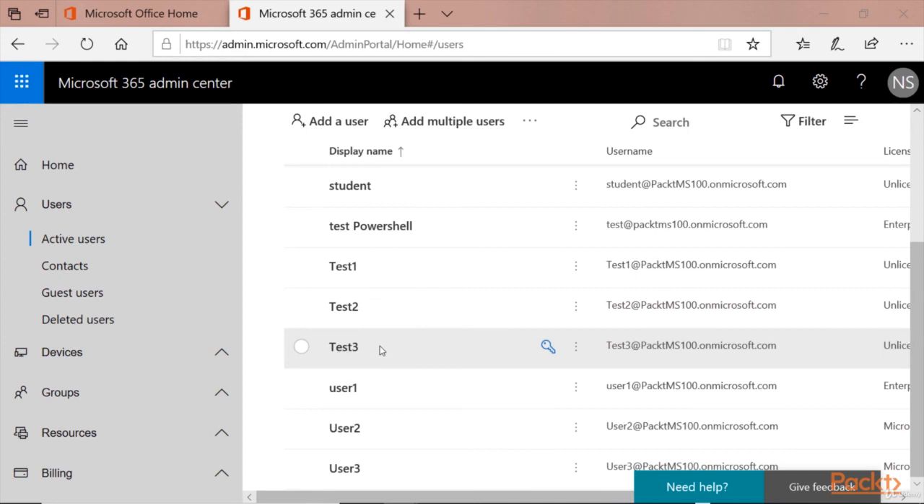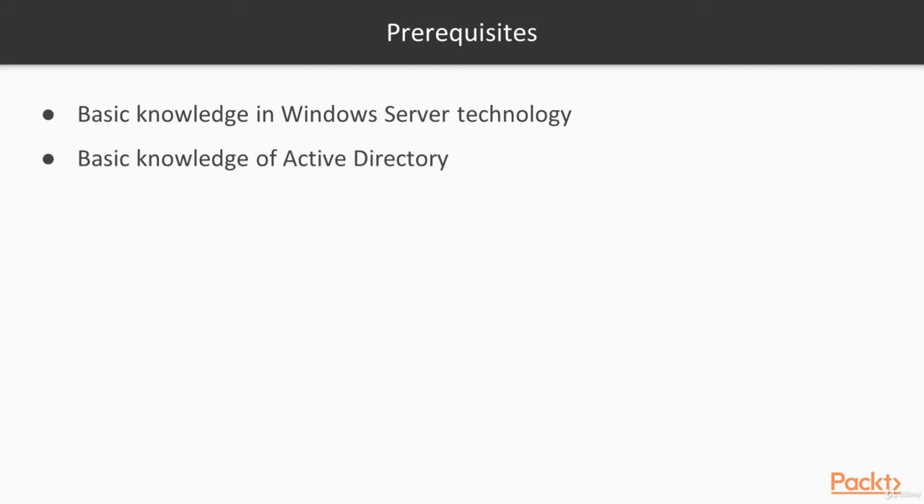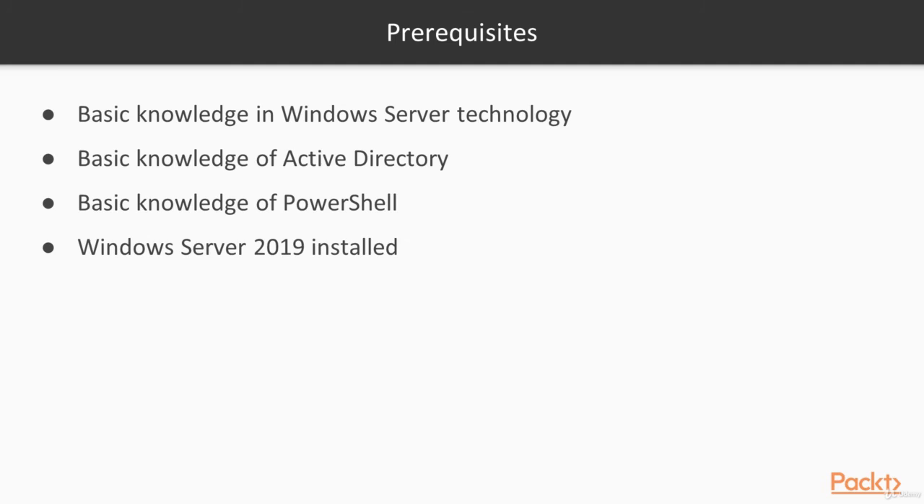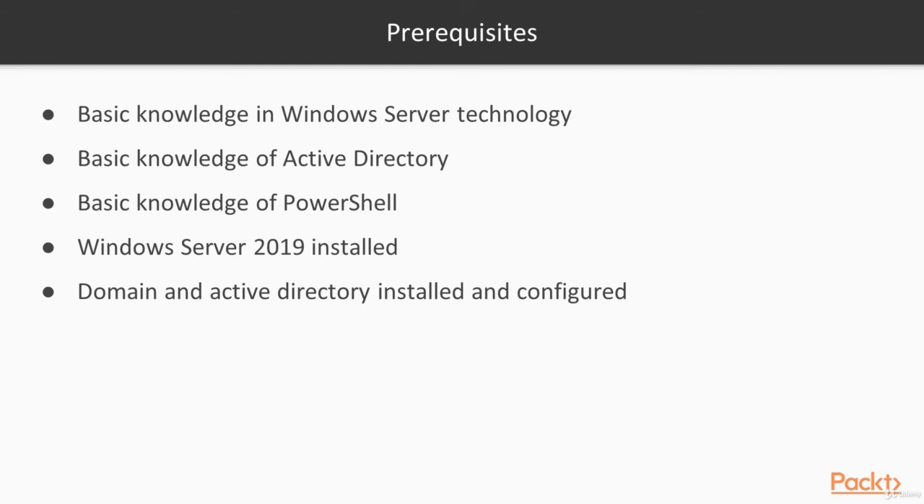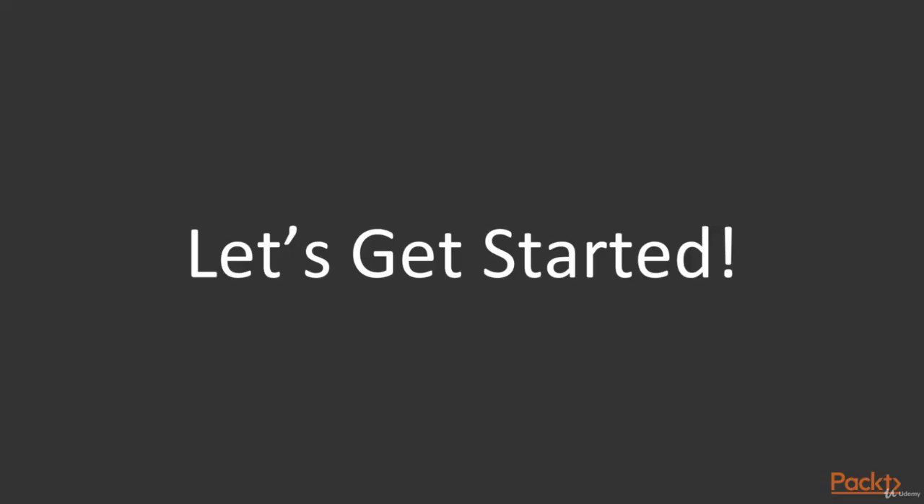The prerequisites for this course are not that much, so there is a basic knowledge of Windows Server technologies, a basic knowledge of Active Directory, a basic knowledge of PowerShell, and the installation of Windows Server 2019. It does not need to be Windows 2019, it can also be Windows 2012 or 2016. And configure domain and Active Directory on that server that you have installed. So, let's get started!